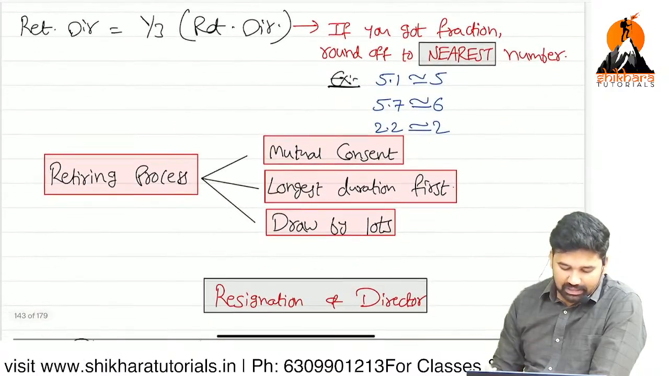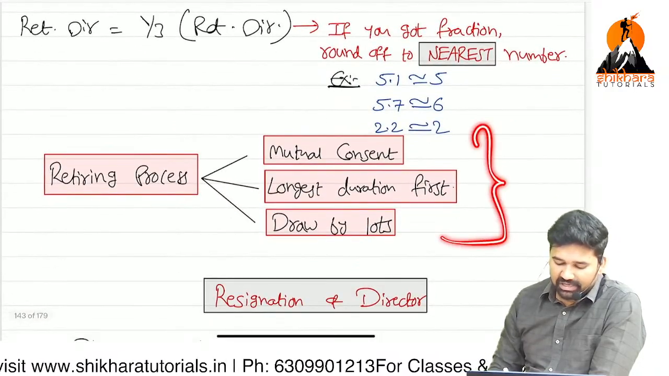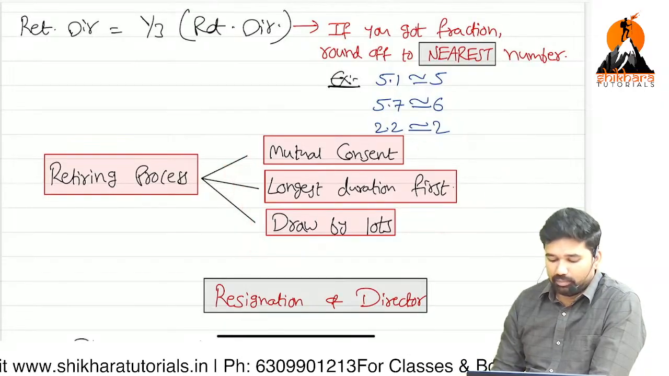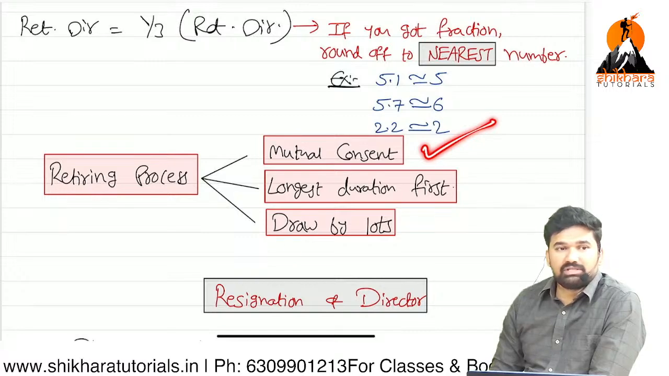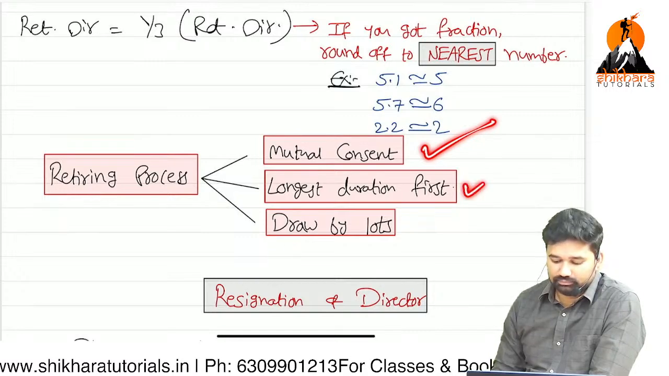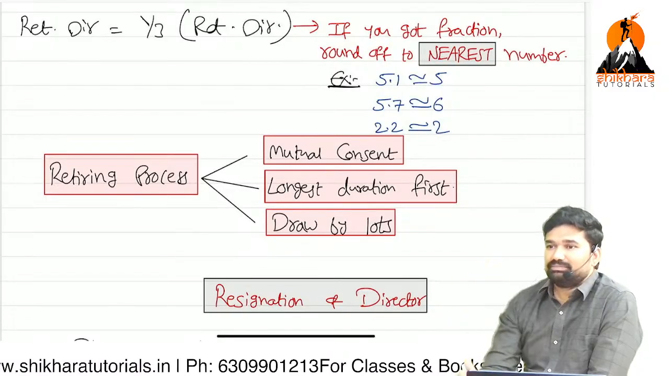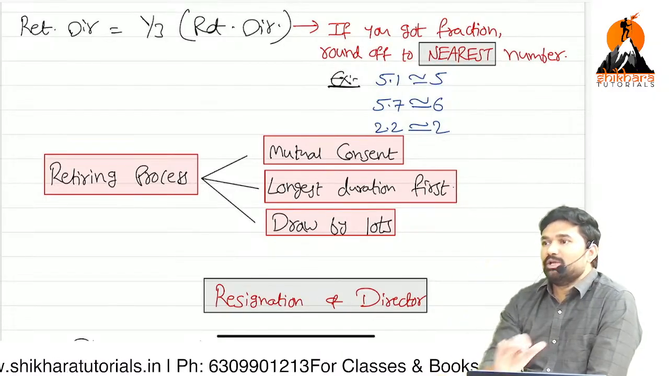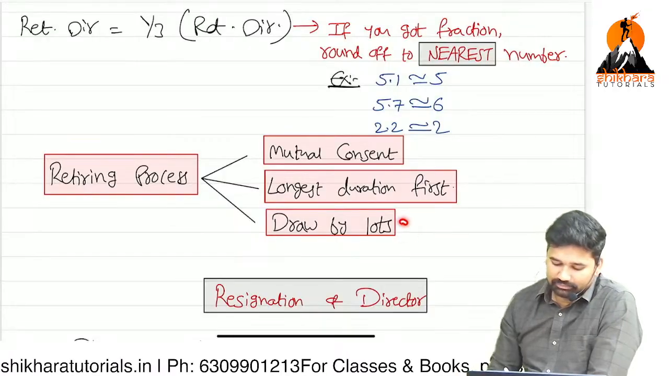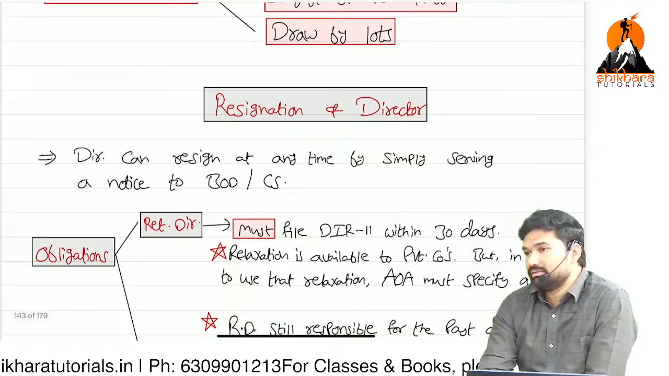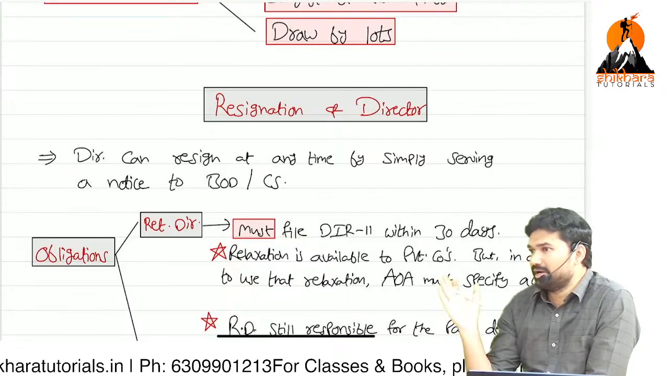Next one, the retiring process. This we also completed, if I am not wrong. Retirement will be done by mutual consent. If there is no mutual consent, if two directors are appointed on the same day, then the tenure will be the same, right? Next, resignation we also completed, no?